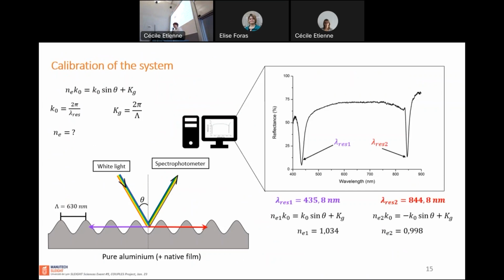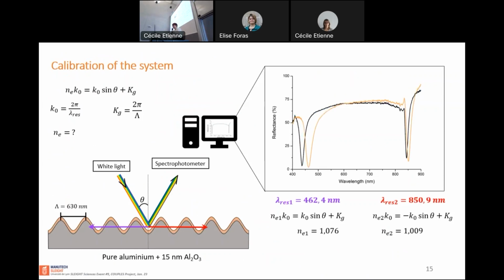and permits to obtain another resonance wavelength. And the measurement has been done on the different alumina thicknesses. And we were able to observe this shifting in the resonance wavelength and to obtain different resonance wavelengths for every thickness.